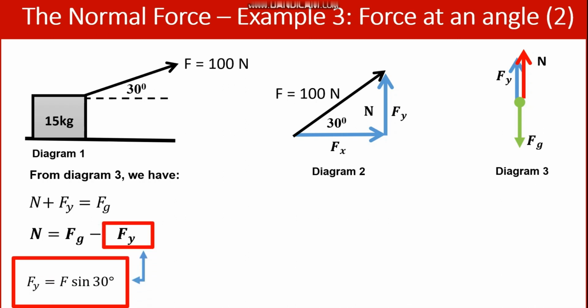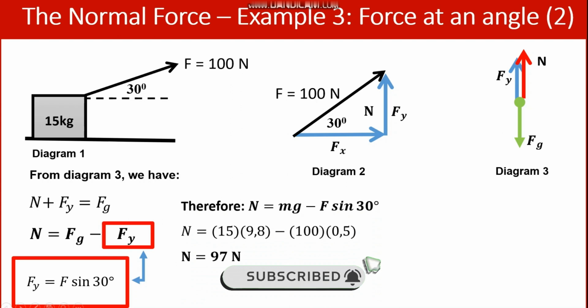where Fy, from our right angle triangle in the middle in diagram 2, is equal to F sine theta. After substitution of Fy equals F sine theta and Fg equals mg, we get N equals mg minus F sine 30. Then you substitute the rest of the values, and you get your normal force to be equal to 97 newtons.